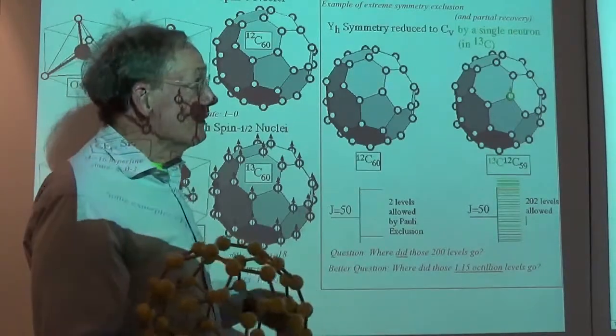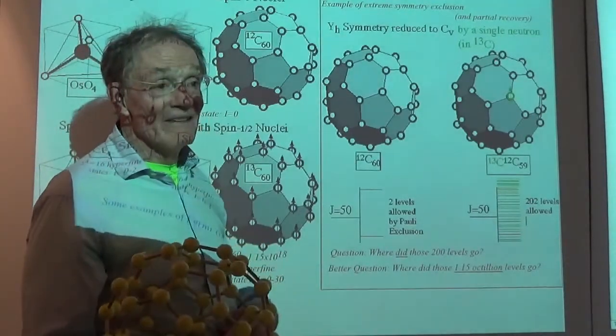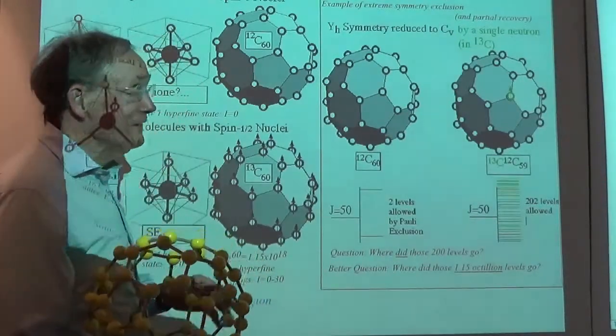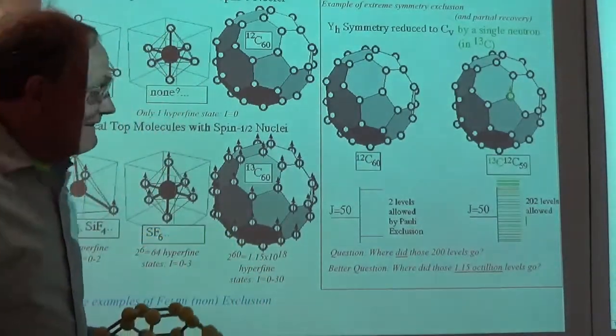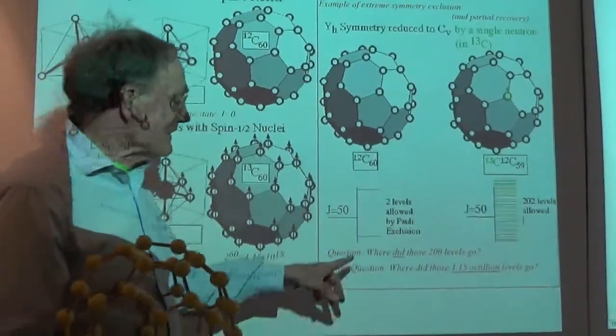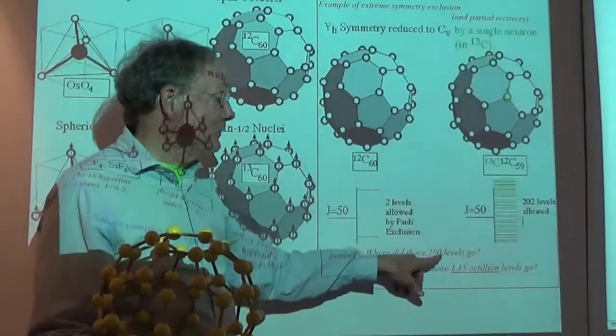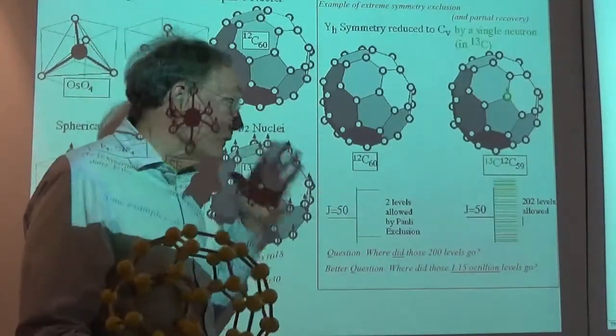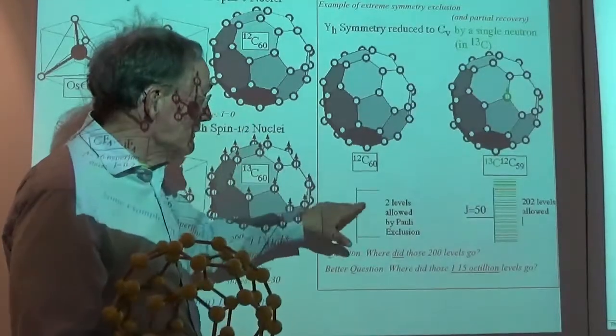And it's totally lost its symmetry. It has no rotational symmetry at all, only reflection. Talk about fall of the mighty, okay? Now I ask the question, where did those 200 levels go? I had 2 before, now I've got 202. Okay, where did they go?